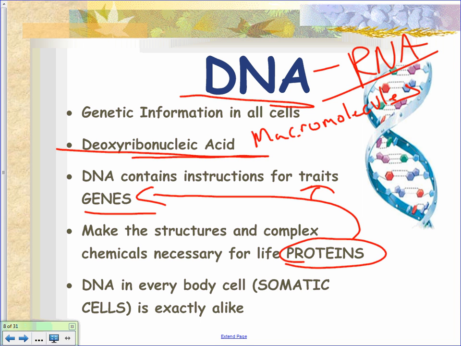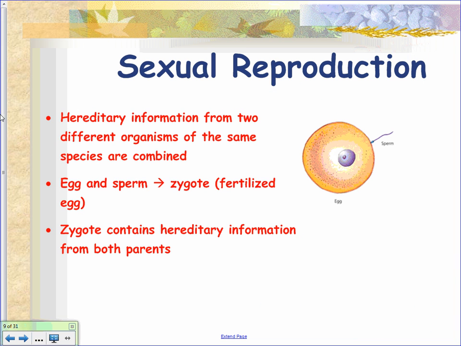Now, DNA exists in every body cell, and it's exactly alike. The only place where DNA is different and has been modified is in our sex cells. When we look at reproduction, we'll look at that in more detail.